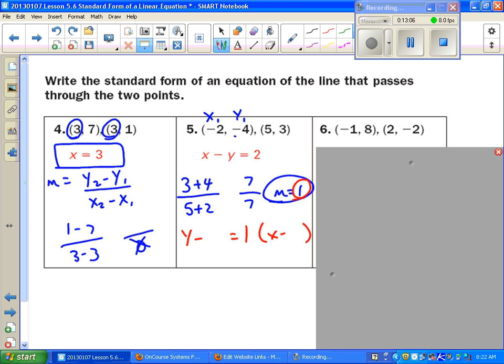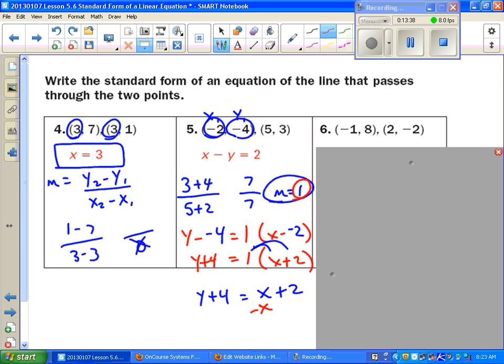Y minus y sub 1's value is -4. And x minus x sub 1's value is -2. Y minus a -4 becomes y plus 4 equals 1 times x minus a -2, which becomes x plus 2. Simplify that and you have y plus 4. 1 times both of these won't change either one of them. 1 times x is x and 1 times 2 is +2. And write it in standard form by moving your x term over by subtracting it, and your +4 term over by subtracting it on both sides. So we'll subtract 4 on the right, and we'll subtract x on the left.